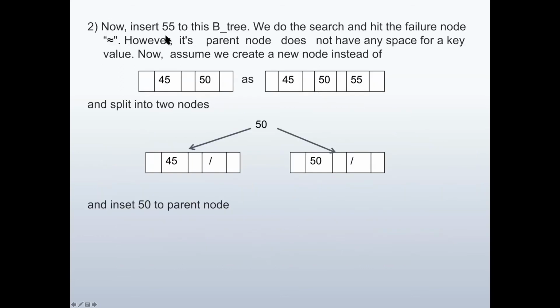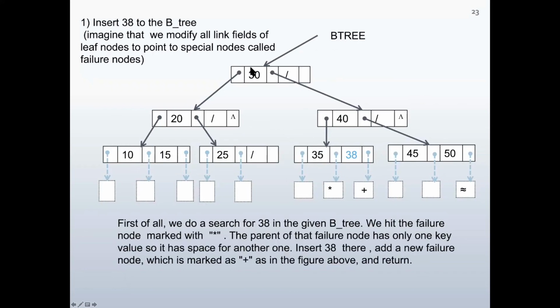Now insert 55 into this B3. We do the search and hit the failure node with this double tilde. We start from the root and we consider this node. 55 is larger than 30, so we follow this link and go to this node. And if we compare the new key value 55 with 40, it is larger, so we follow this link.